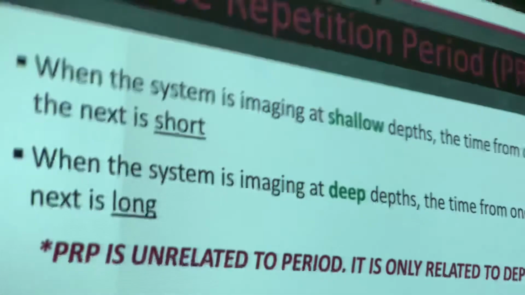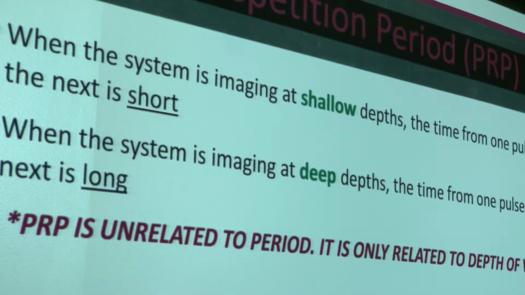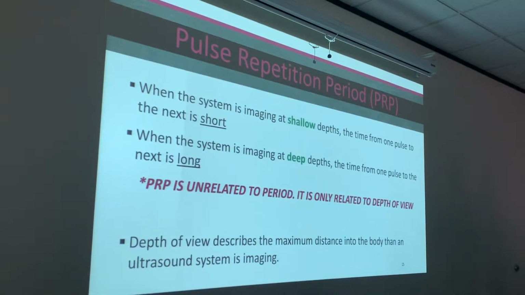All right. But I want you guys to know, pulse repetition period is not related to the period at all. Because when we're talking about pulse repetition period, we're talking about pulses. When we're talking about the period, we're just talking about cycles. We need cycles to make a pulse. So pulse repetition period is unrelated to the period. Guys, I want to stress that again. They have no relationship. So if I have on a test, what's the relationship between pulse repetition period and period? Unrelated. Don't say the wrong thing on purpose.